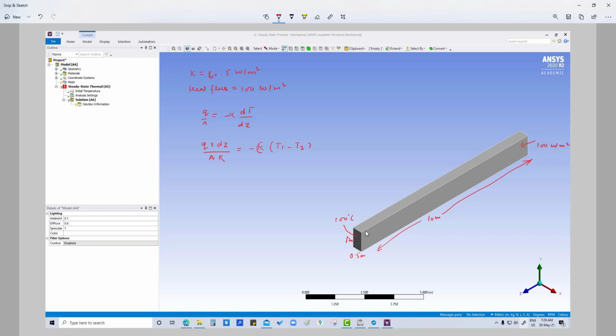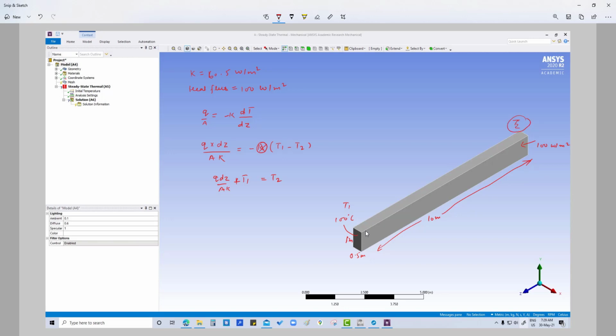No, this won't be here. So from here, Q dz upon AK plus T1 is equals to T2. So this is T1. We need to calculate temperature at this point.